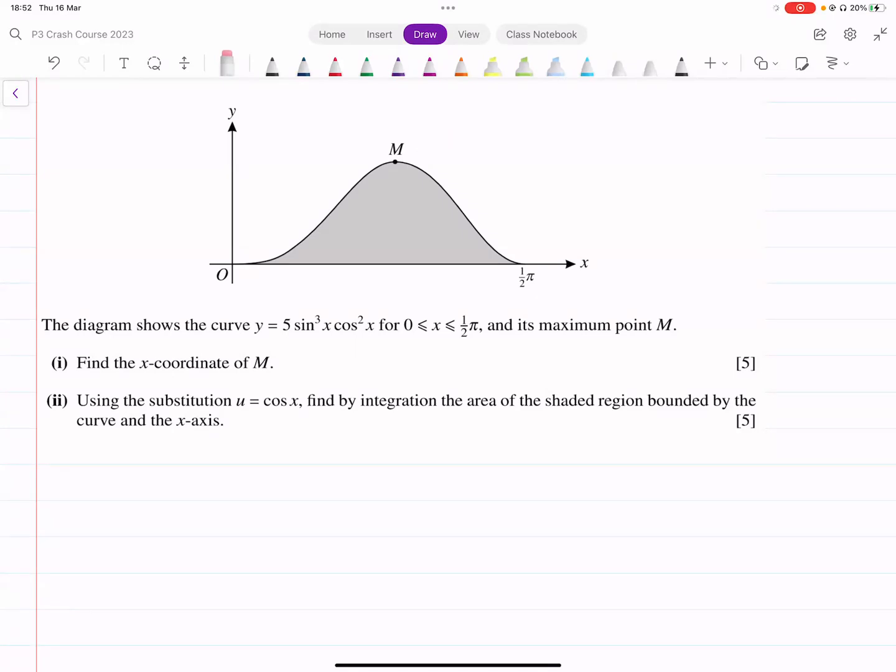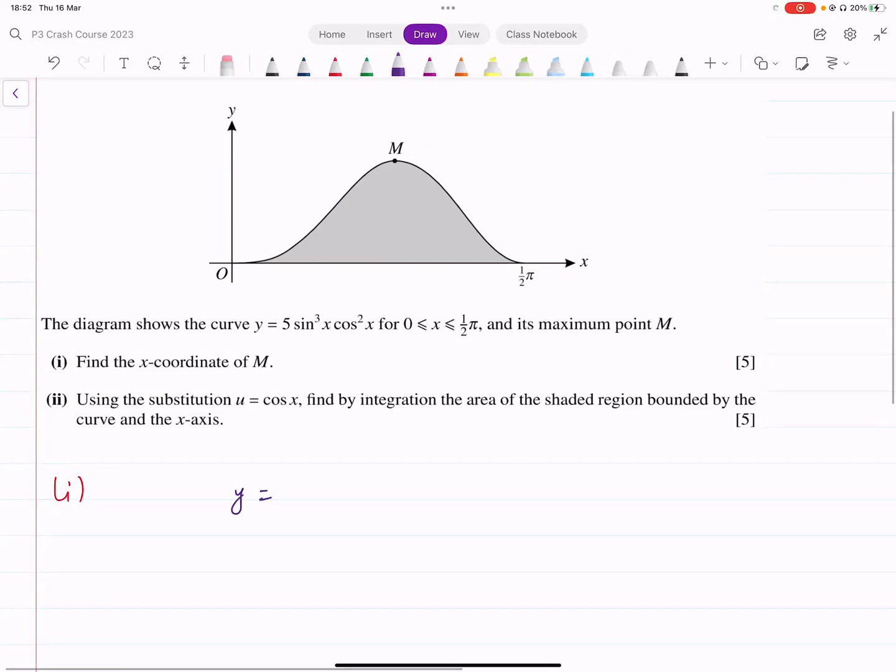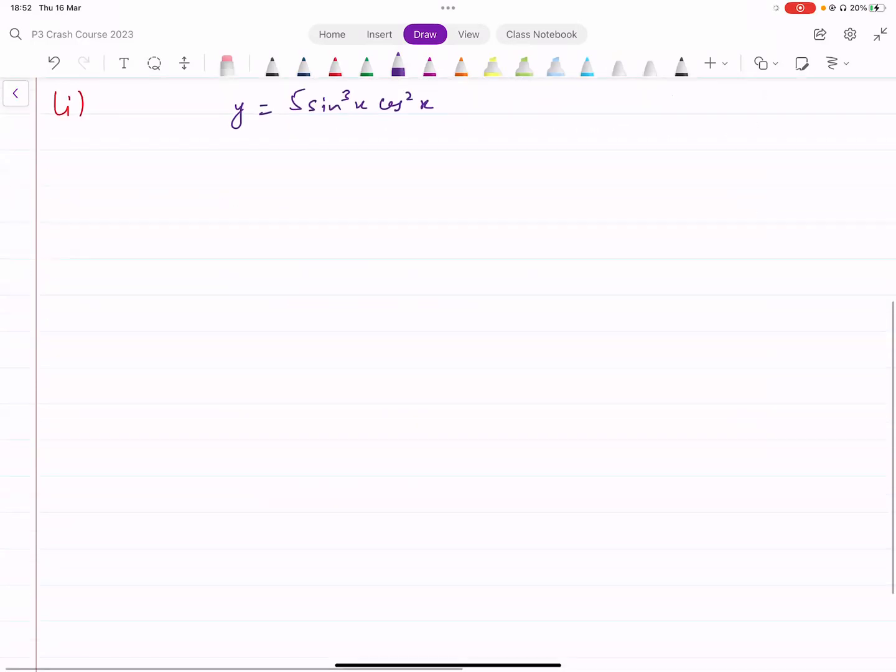How do you find maximum point or a turning point of a curve? You put the derivative equal to 0. So the first part is actually related to differentiation. Let me write that function down here. We have y equals 5 into sine cube x into cos square x. That's what the function is. We are looking for the x coordinate of the turning point, so we have to find the derivative of this and put that equal to 0. Let's differentiate it.